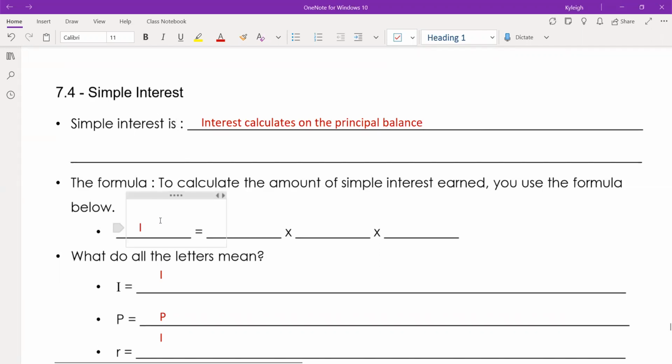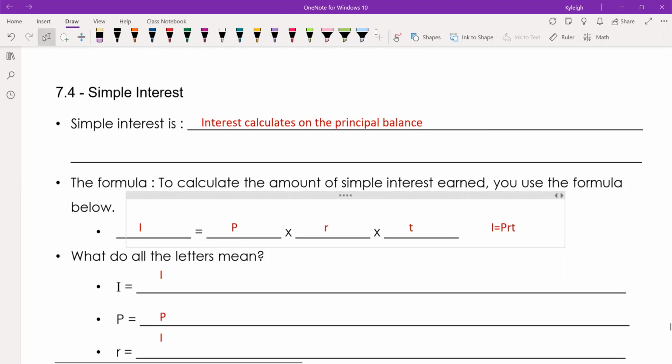There is a formula. We would use the formula where I equals P, capital P, lowercase r, and lowercase t. So capital I equals capital P times lowercase r times lowercase t. You'll see it written more like just I equals PRT, and that means P times R times T. So that's why these things are here, right? Times.